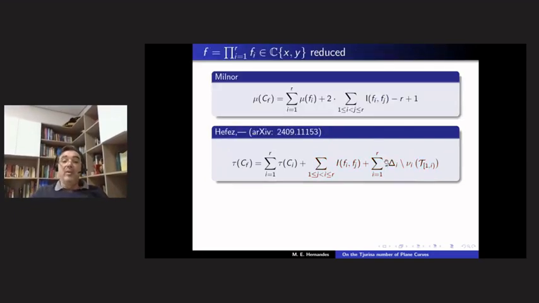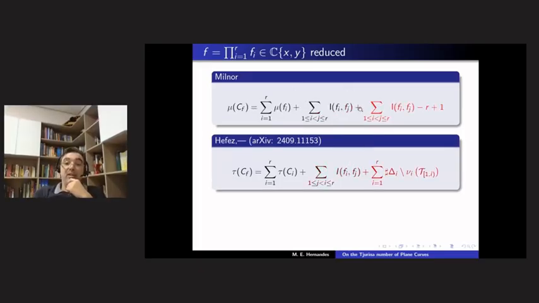So when you compare with the Milnor formula, we have some similarities. For instance, here we have the sum of the Tjurina numbers and the Milnor number. Here we can expand this part, and we obtain the sum of the intersection multiplicity here.